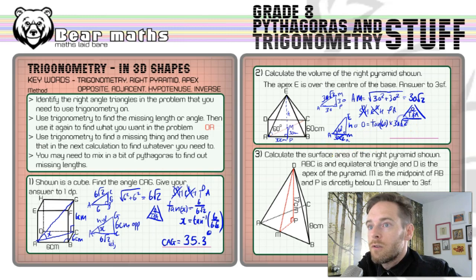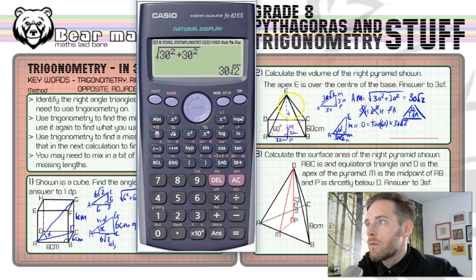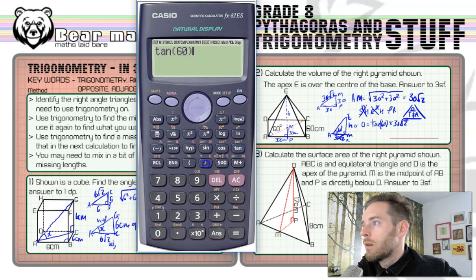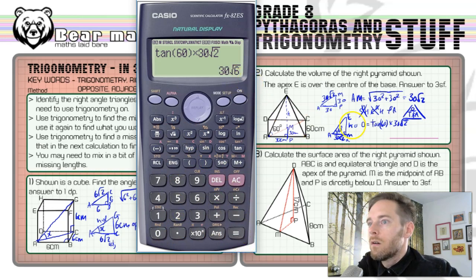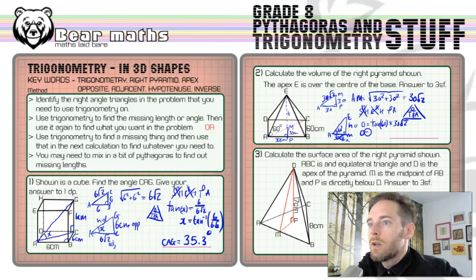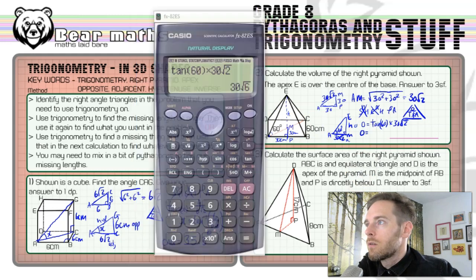It could be something you were asked to do without a calculator. It'd be pretty harsh if it was, but it could be because it's one of those trig values that we do have to learn. But I'm still going to use a calculator because I think it's a tricky enough problem as it is. Multiplied by 30 root 2. That's our opposite side length. O equals 30 root 6, I think that was.